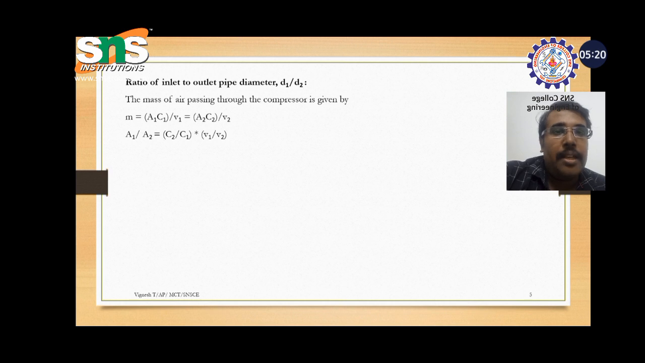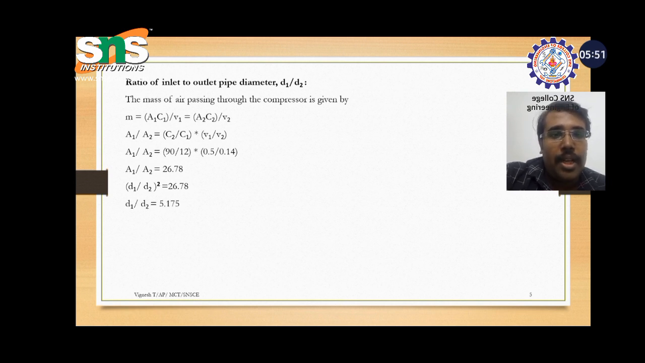Okay, here rearrange these terms. A1 by A2 is equal to C2 by C1 into V1 by V2. So if you rearrange this, the equation comes like this. Substitute all the velocity and specific volume values, and you will get A1 by A2 as 26.78. Then you need to find out the diameter ratio. So (D1 by D2) whole square is equal to 26.78, and D1 by D2 is 5.175. This is the ratio of inlet to outlet pipe diameter.